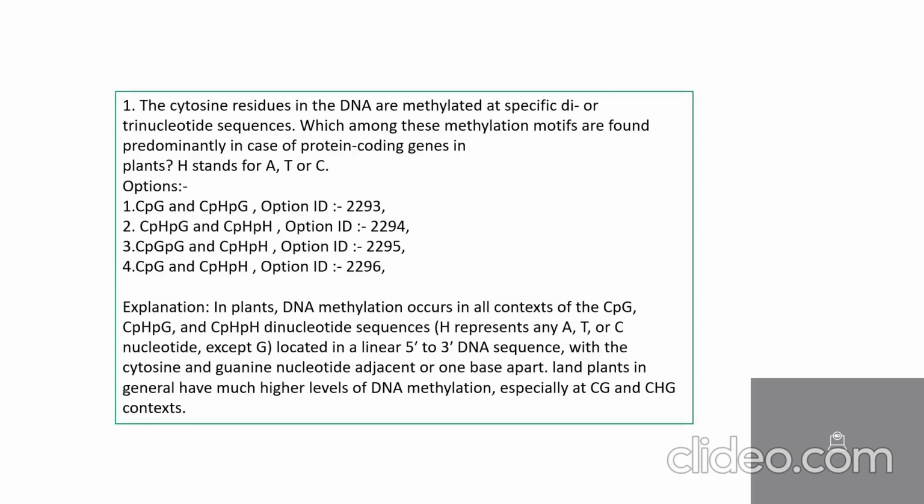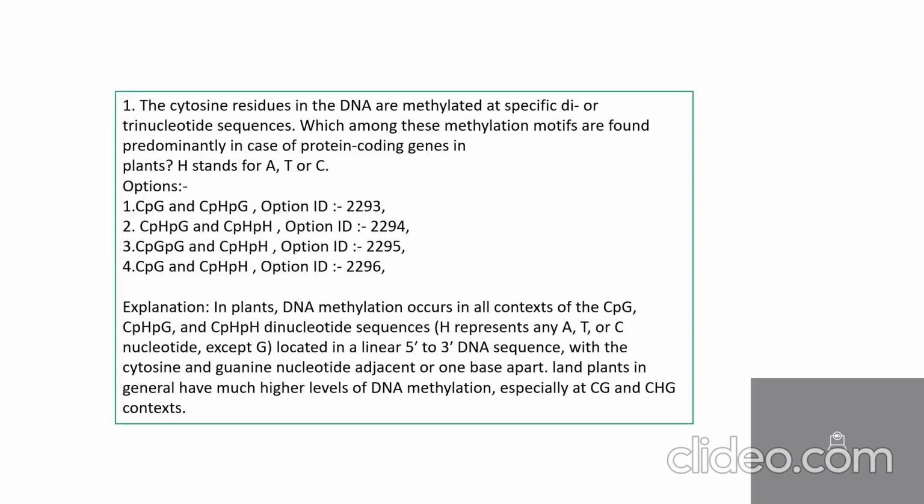The cytosine residues in the DNA are methylated at specific dinucleotide sequences. Which among these methylation motifs are found predominantly in protein coding genes in the plants? As we all know, in animals methylation will occur at islands of guanine, that means CpG. But in the plants it is different.